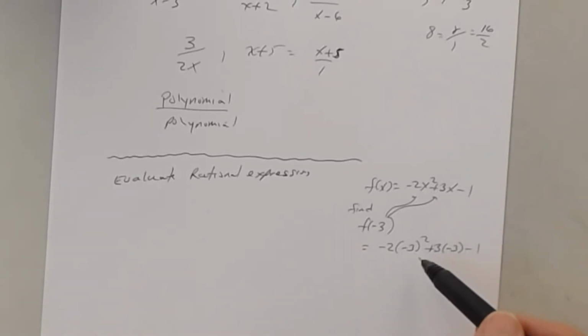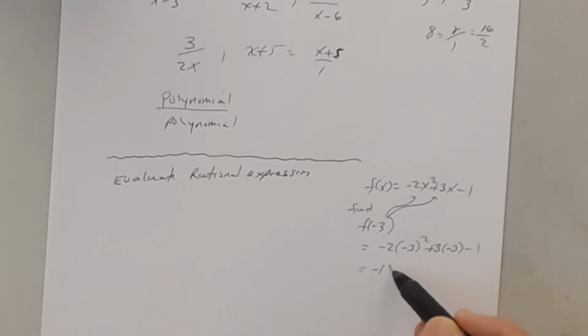And then use the order of operations. Remember, you had to do exponents first and then multiplication. What's negative 3 times itself? 9. And 9 times a negative 2 is a negative 18. Here, that's going to be a negative 9 and then minus 1.